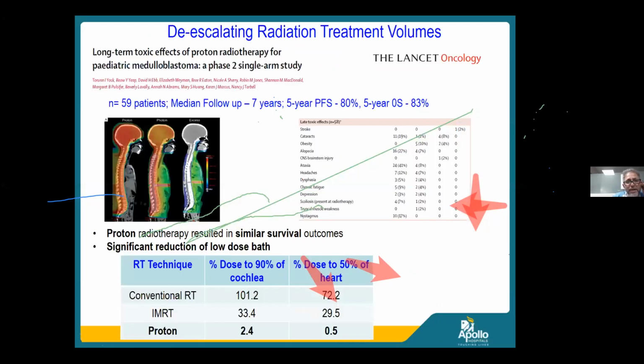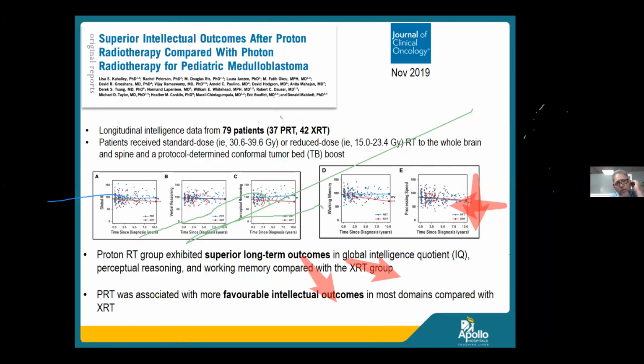Has been already demonstrated in many studies. This was a work on a phase 2 single arm study from Boston, again showed very good data, and also significant reduction of the low doses, but also other clinically relevant endpoints, significantly less doses to the cochlea, which can have an impact on hearing, particularly because many of these patients need cisplatinum or platinum-based therapy, which all of us know can have impact on the cochlea, and also significantly less doses to the heart, and has become the standard of care.